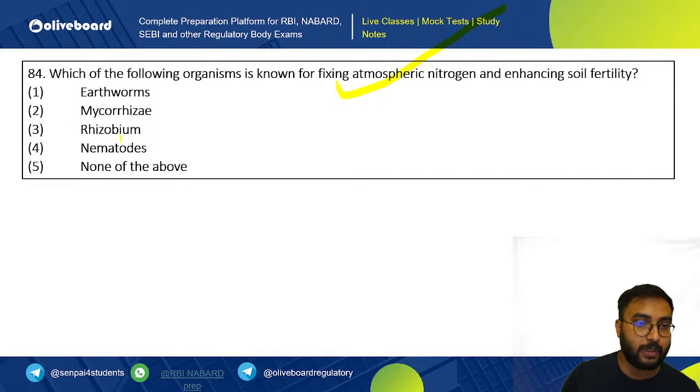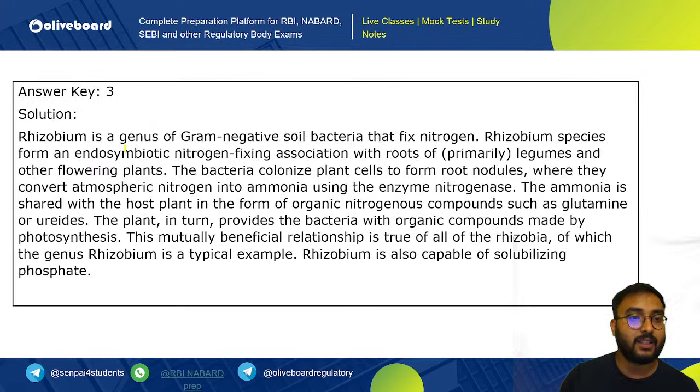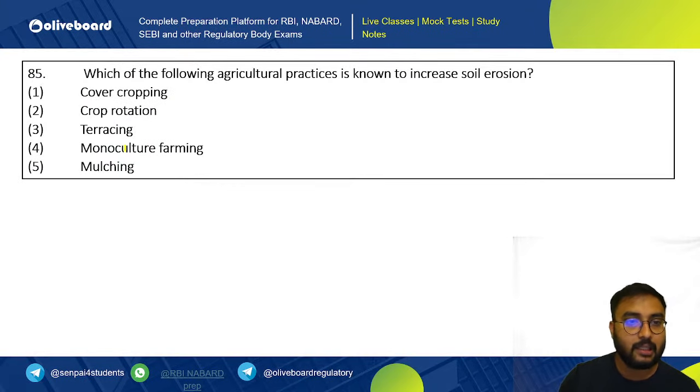Which organisms are known for fixing atmospheric nitrogen to enhance soil fertility? Earthworms, mycorrhizae, rhizobium, nematodes and none of the above. The answer here is 3. Rhizobium. Simple.